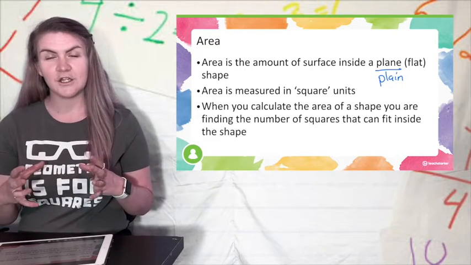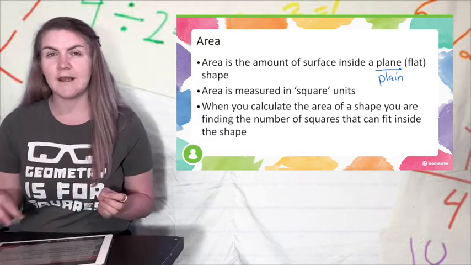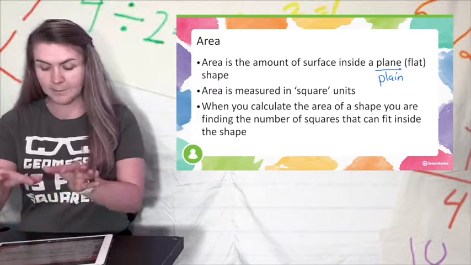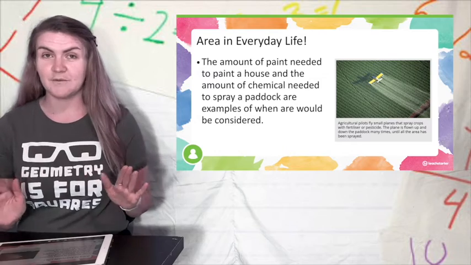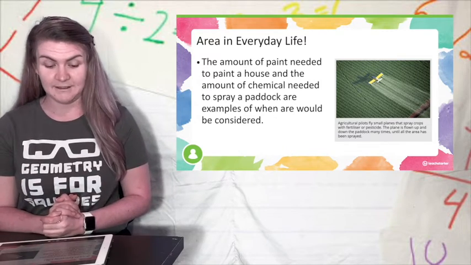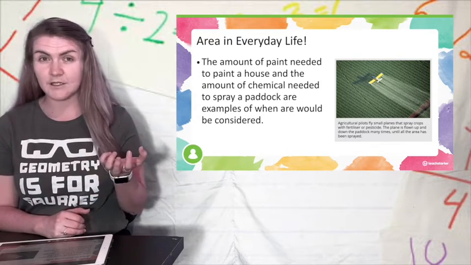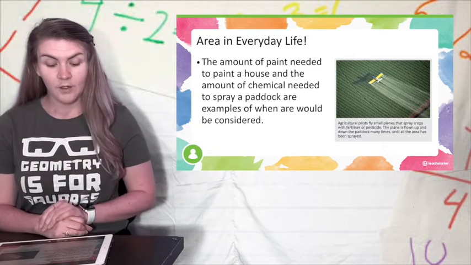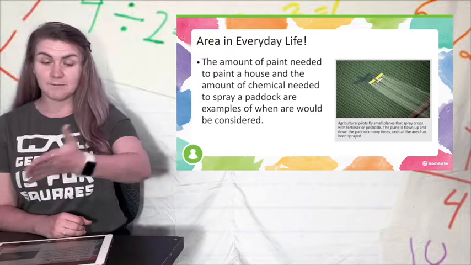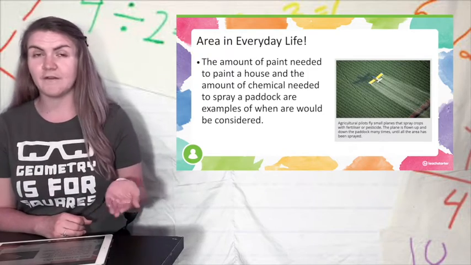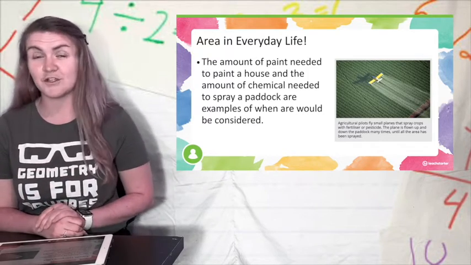We call it square units because when we're actually calculating the area of a shape, we're figuring out how many squares can fit into that shape. There are lots of examples of when we would use area in everyday life. The amount of paint that you would need to paint a wall, or the amount of chemical spray that you might need if you're going to spray an entire paddock. You have to figure out the area of your paddock before you could do that.